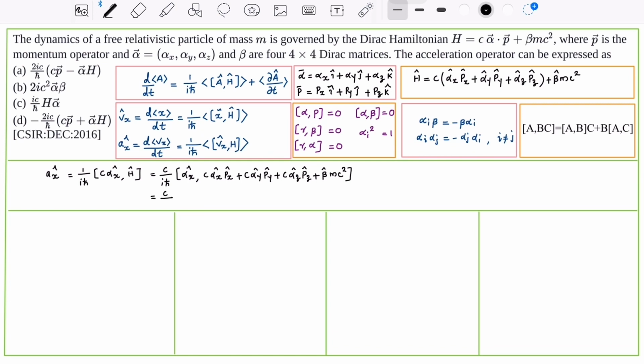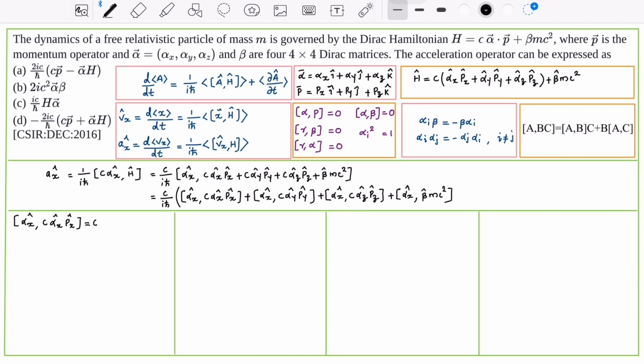This is equal to c by iħ times [the commutator of αx and c αx px, plus the commutator of αx and c αy py, plus the commutator of αx and c αz pz, plus the commutator of αx and β mc²]. Now let us evaluate each term separately. First, let us consider the commutator of αx and c αx px.